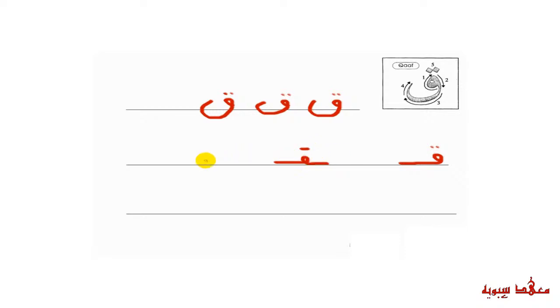And finally, the end form. So previous letter, loop, but when you loop it, you go down and up like this, and then put the two dots. So writing three of these letters together is as follows.